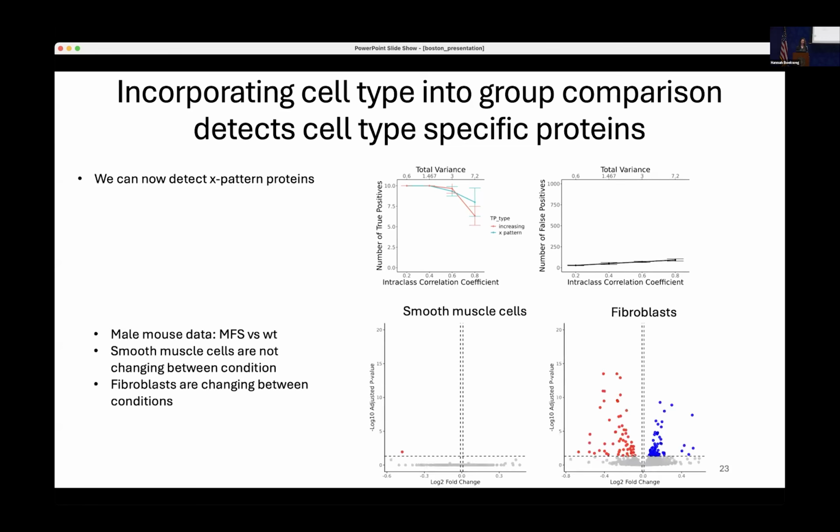And these are the results on the mouse data set. So we did it for the smooth muscle cells and for the fibroblasts. And you can see in the smooth muscle cells, we didn't really find any differentially expressed proteins, whereas in the fibroblasts, we did. And this is a distinction that's impossible to make with bulk data.